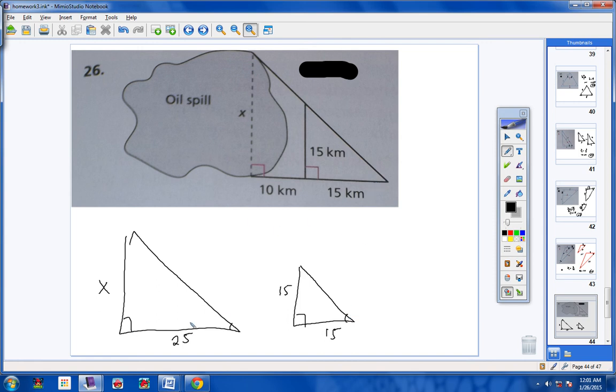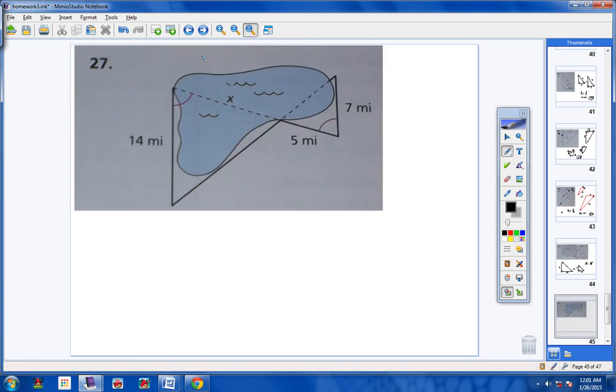So if two angles in one triangle are congruent to two angles in another triangle, then the two triangles are similar. And now I can state that x over 15 equals 25 over 15. Alright, and so x should equal 25. Just trust me on this. I'm going to save time. If you were to cross multiply and then divide, you would get 25. Okay. All right. Moving on to number 27.